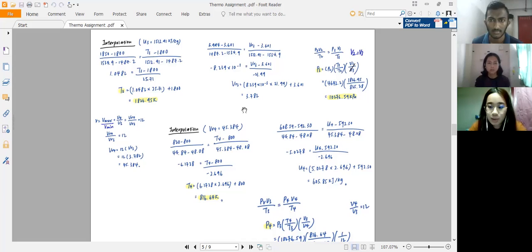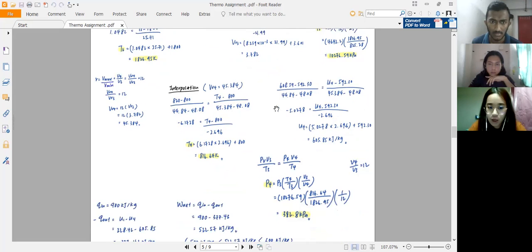And then we use the same ideal gas equation, P2V2 over T2 is equal to P3V3 over T3. And then from the PV diagram, we know that the V2 is equal to V3, so we just cancel it out. And then we obtain that P3 is equal to 6.59 kilopascal. So we obtain the formula of vr4 over vr3 is equal to 12.